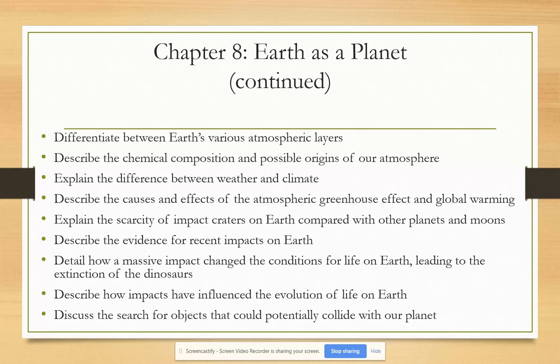Explain the scarcity of impact craters. We've already talked about that. Recent impacts on Earth. Is there evidence for recent impacts on Earth? Now, I showed you a video of something that came into Earth, but it didn't impact. Do we have evidence of recent impacts? The pictures of the one that knocked down all the trees, but they haven't found evidence of that one either. Yeah, that's right. I did show you a picture of the car that got hit with the meteor.